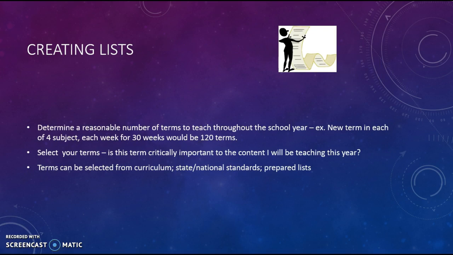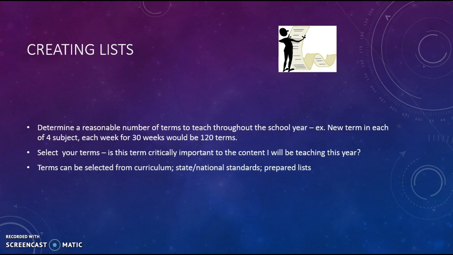So the first thing he talks about is creating a list, and we really have to determine a reasonable number of terms to teach during the school year. So the example he gives is that if we do a new term in each of the 4 subject areas, 1 term per week for 30 weeks, that's about 120 terms. We know through working memory research that 6 to 8 terms a week is about all a student can learn efficiently in order to get to the application stage of vocabulary.